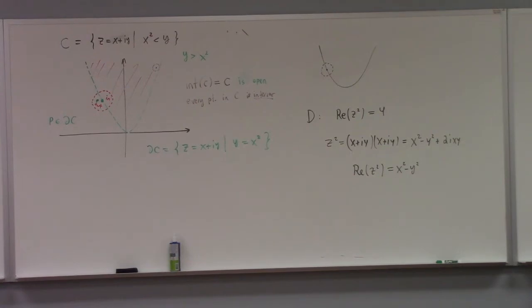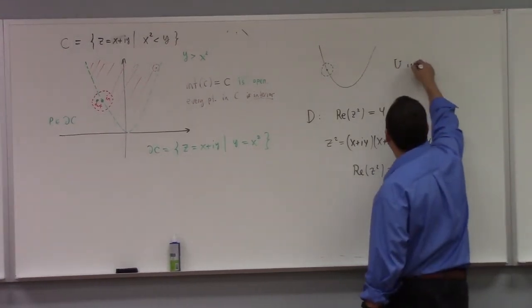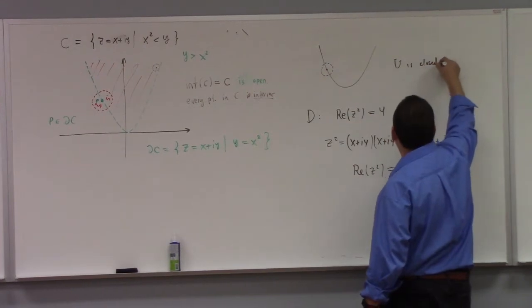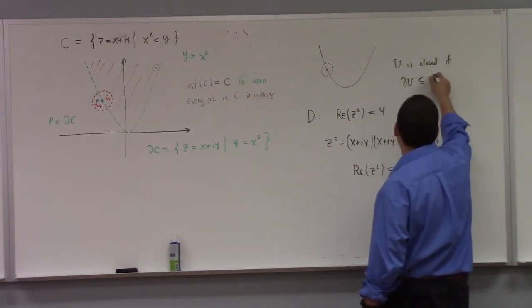Every point is a boundary point. And it doesn't have any... wait, that's not the definition of closed, is it? What's the definition of closed? It contains its boundary points. So U is closed if the boundary of U is a subset of U.